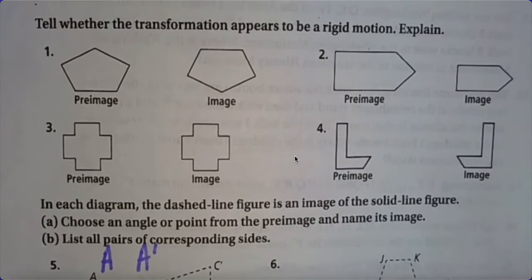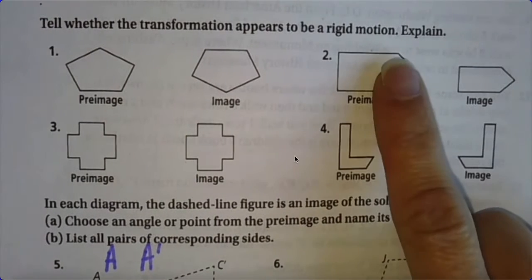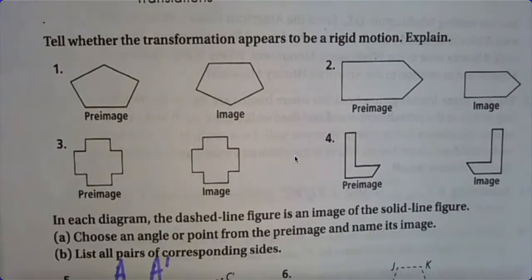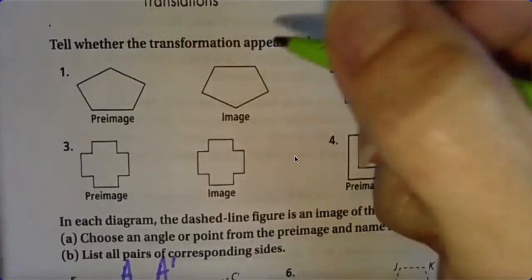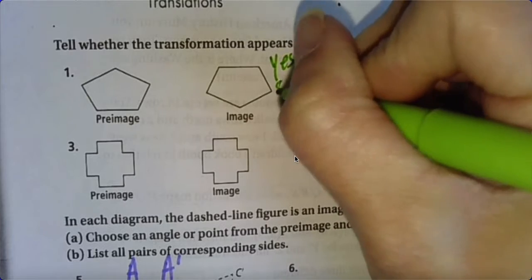Okay, on numbers 1 through 4, you are saying, yes, they have rigid motion, or no, they don't. And then you're explaining why, because it says explain. On these, number 1, rigid motion means it stayed the same shape and size. Yes, it moved. It's going to move on all these. But did it stay the same shape and size? Number 1, did it? Yes. So, yes, there's rigid motion. And you would say, stayed the same shape and size.